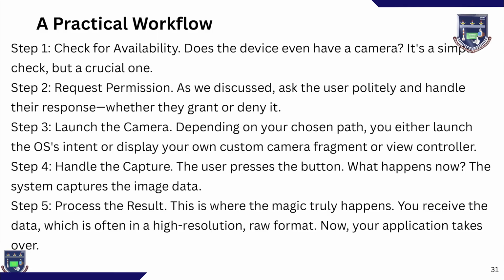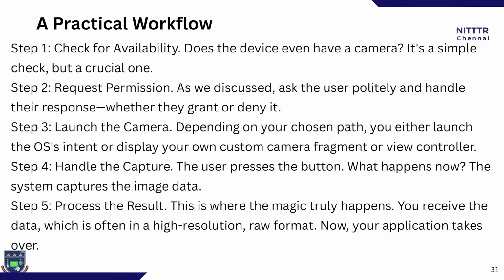Let us conceptualize the common workflow regardless of the platform. Next we will move into the various steps involved in accessing the camera. The first step is to check for availability. Does the device even have a camera? It is a simple check, but a crucial one. Then second step, request the permission as we discussed. Ask the user politely and handle their response, whether they grant or deny it.